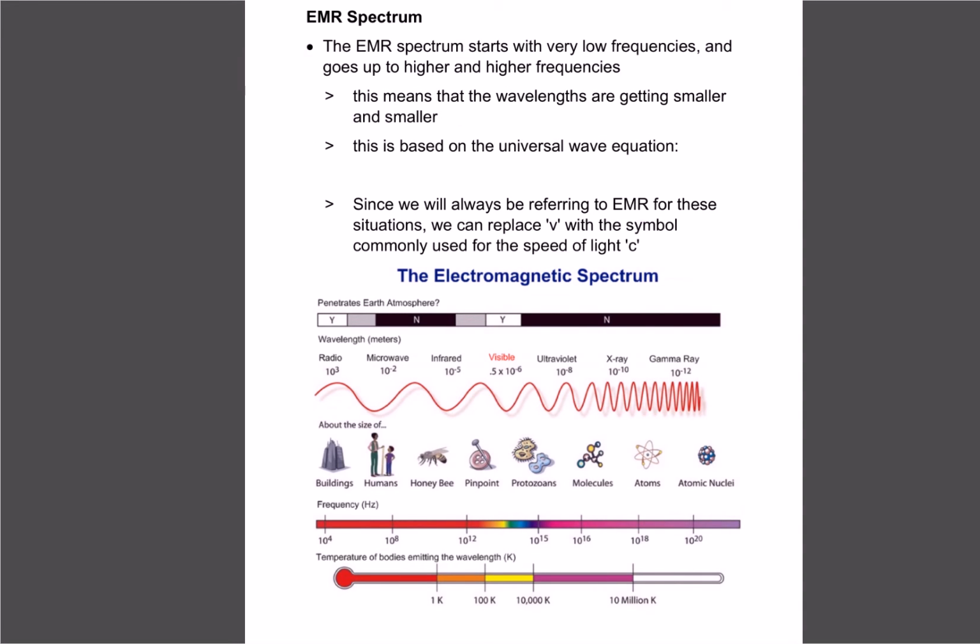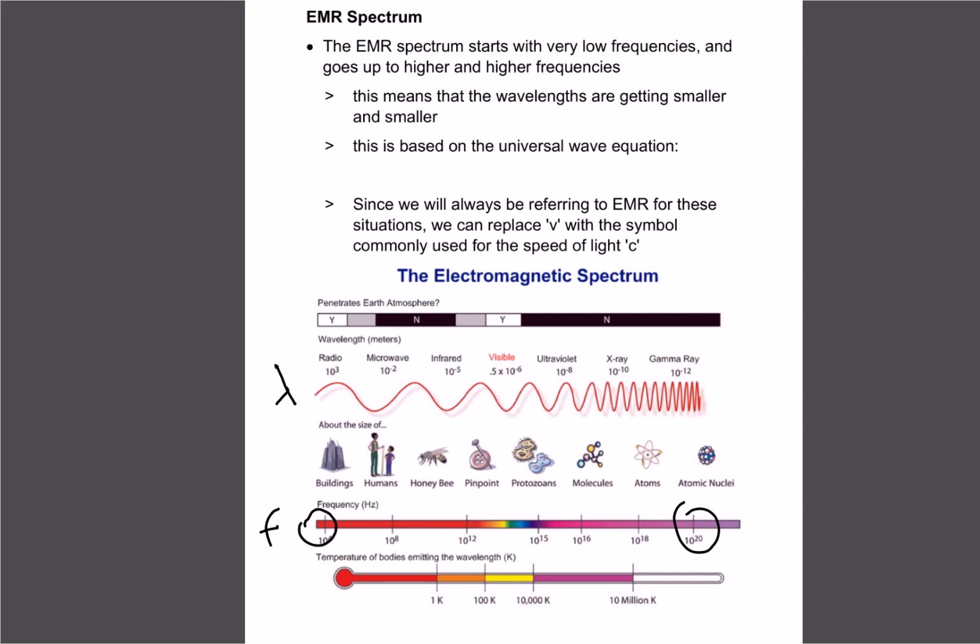So our EMR spectrum, typically we go from low to high frequency. That means the wavelength is reversed. We're going from large to small wavelengths. You can see here our wavelength, radio waves are big, and at the other end of the spectrum, gamma radiation is quite small. And you can see with frequency it works the opposite. So for radio waves, our frequency is quite small, and gamma rays quite large.